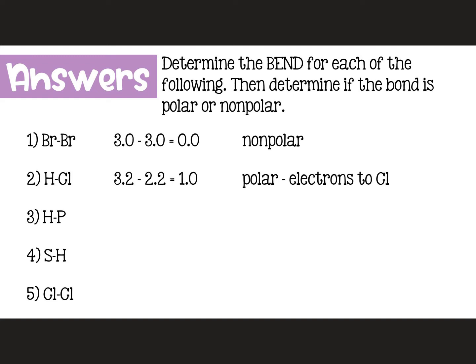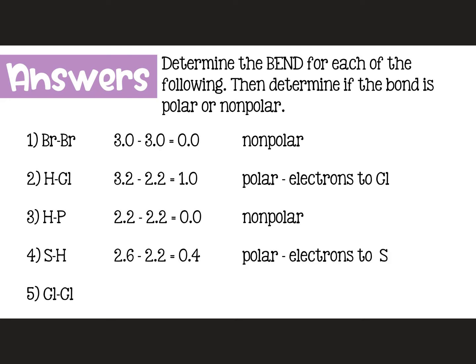Now let's look at hydrogen and phosphorus. Well, we already know that hydrogen is 2.2 and phosphorus is also 2.2. So when we subtract, we get 0, and our bond is nonpolar. Next, let's look at sulfur and hydrogen. We already know hydrogen is 2.2 and sulfur is 2.6. So when we subtract these, we get 0.4.